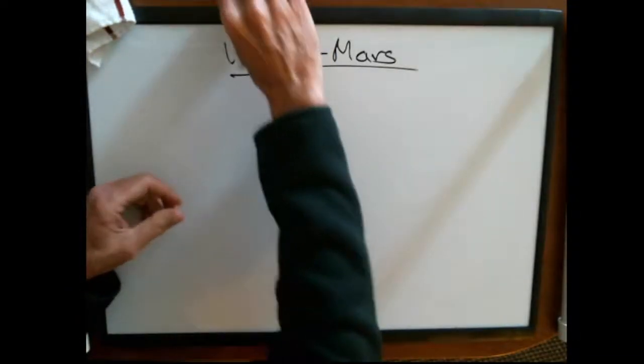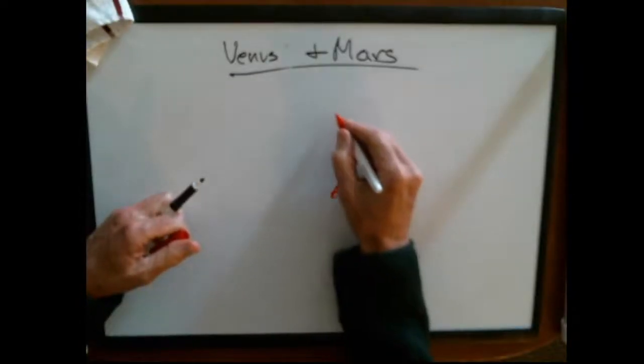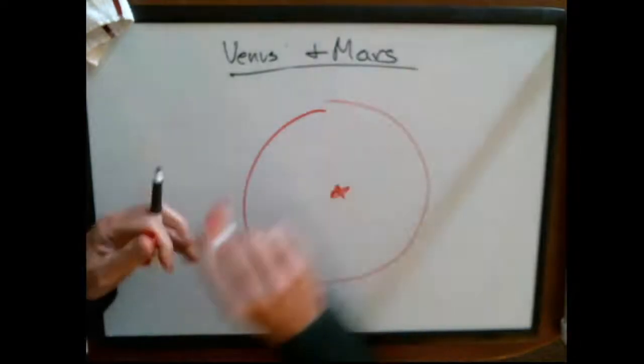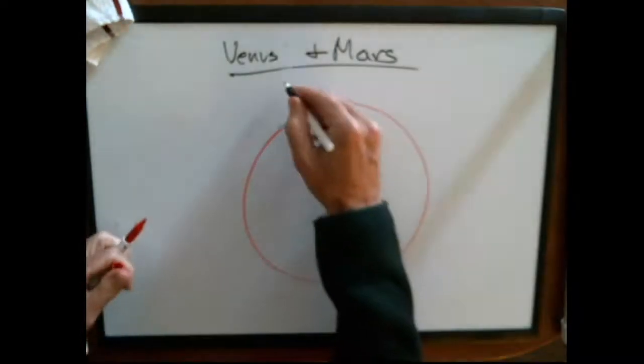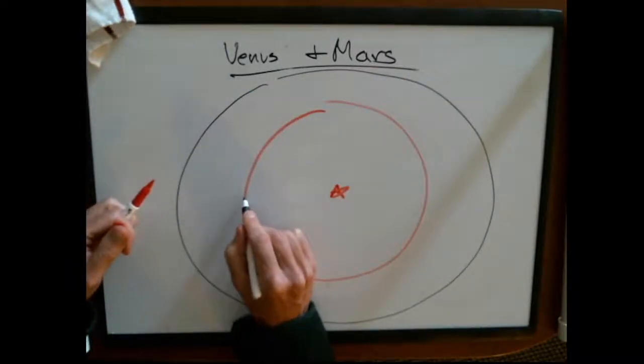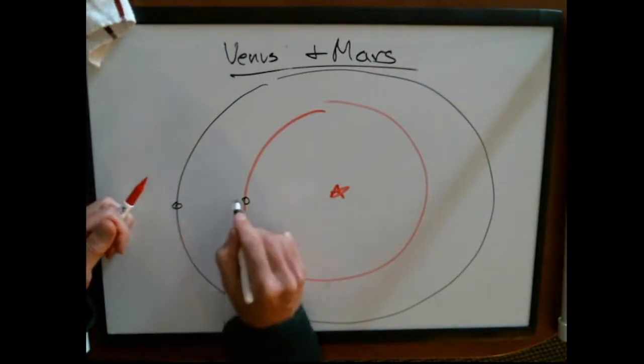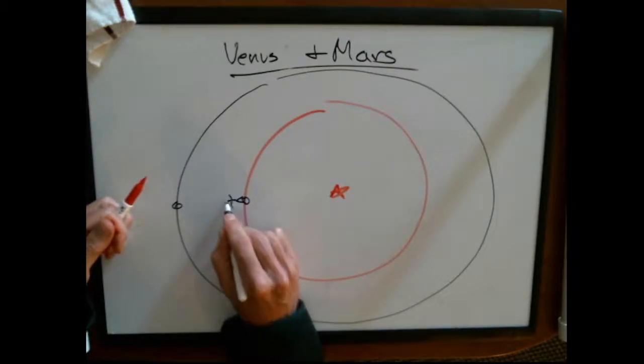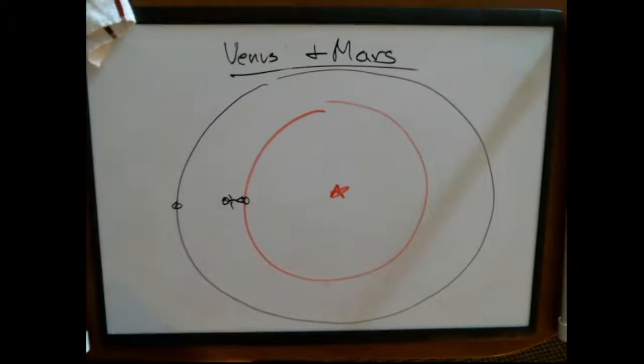So here's the sun again, right? Now we'll draw Earth here, and I'm going to draw Mars out here. And I'll come back to this in a minute. If this is the Earth and this is Mars, I can be standing here, and I can see Mars overhead at midnight.